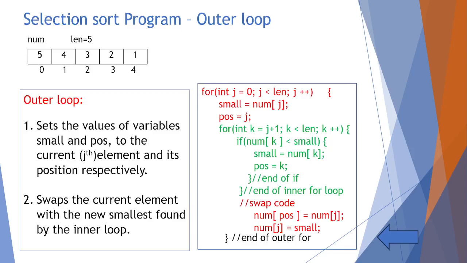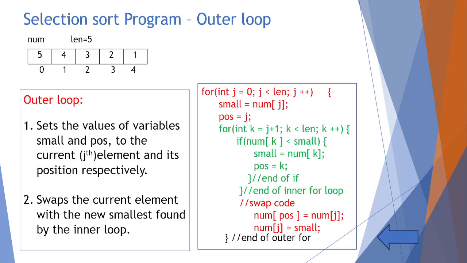In the first iteration, small would be num of j. Num is the array, j is 0. At num of 0, it is 5. 5 is picked up and considered as small, and position is j, that is 0. So it sets the values of the variables small and position to the current jth element and its position.